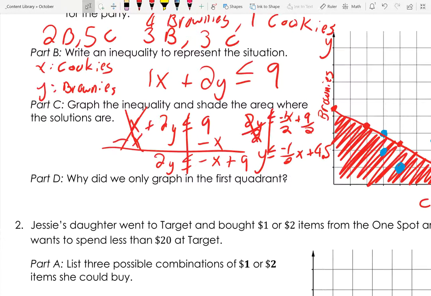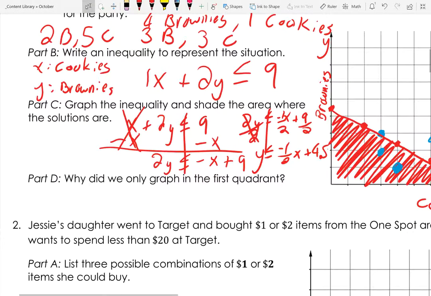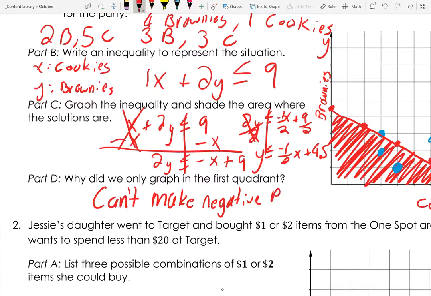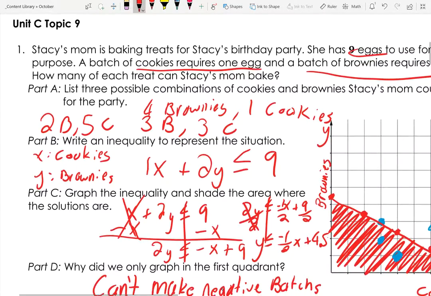So why did we only graph in the first quadrant? Why don't we have any negatives here, basically? And that's a pretty simple question to answer. Don't have any negatives because you can't make negative batches of cookies or negative batches of brownies. Can't make negative batches. Okay? I don't know if it's supposed to be ES or just S, but it's fine.